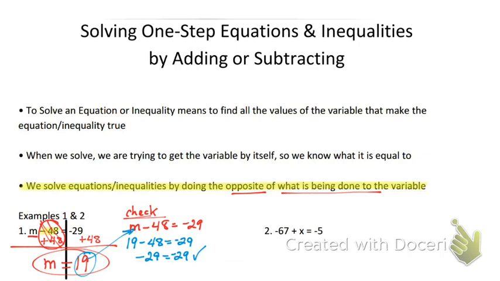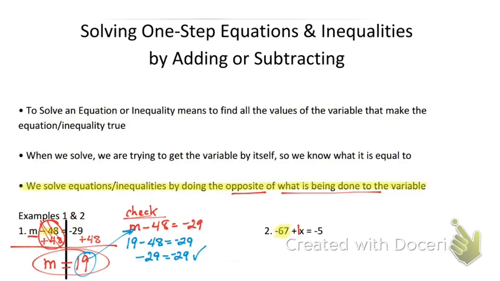Alright, so example 2 is the exact same type of problem, but it looks different because the variable and the number are kind of out of order. But again, you've got to understand what is happening to your variable. This equation says negative 67 plus x equals negative 5. Negative 67 plus x. Well, what is happening to your x is it is actually being subtracted by 67. That's what the minus 67 is. This is a positive 1x, and what's happening to it is you're subtracting 67.